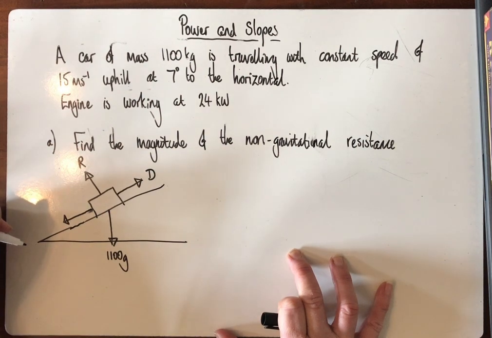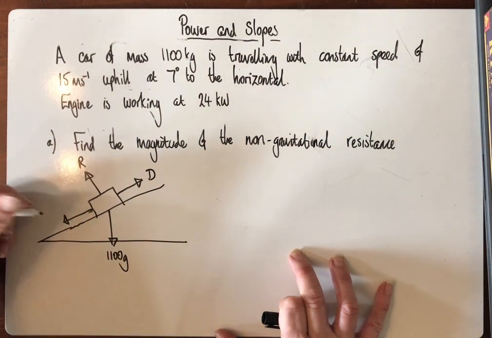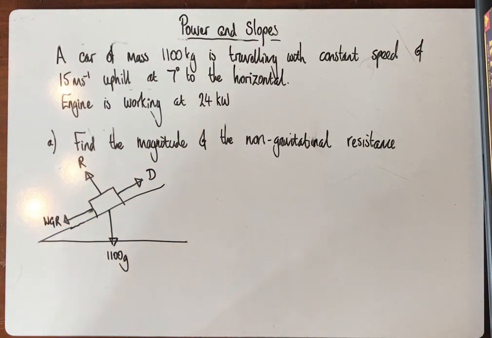You can use whatever letters you want here. I would be tempted to do F for friction, but I'm really not digging these letters. Let's call it a non-gravitational resistance so we don't get too confused.